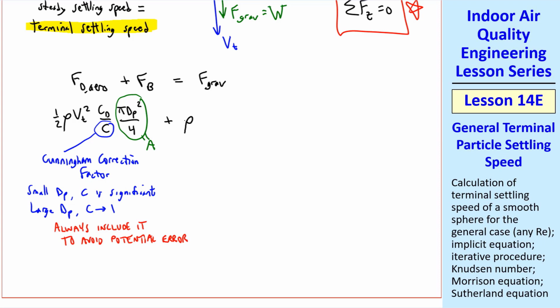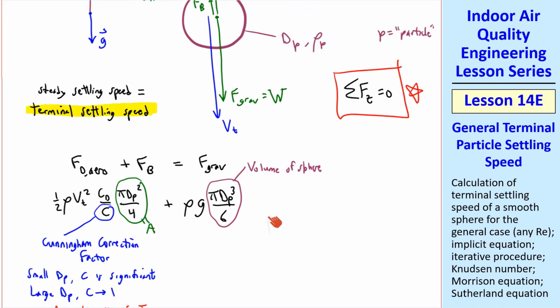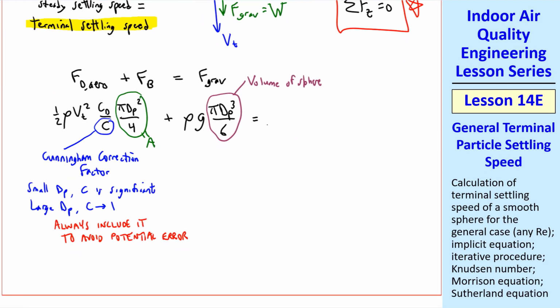The buoyancy force is the density of the air times g times π dp cubed over 6, which is the volume of the sphere. This term is the displaced weight of the air, which acts as a buoyant force upward. Finally, the gravity term has the same form as the buoyancy term, but with ρp instead of ρ. In my notation, properties with a subscript p are for the particle, and properties with no subscript are for the surrounding fluid, which in this case is air. But these equations are valid for any fluid.